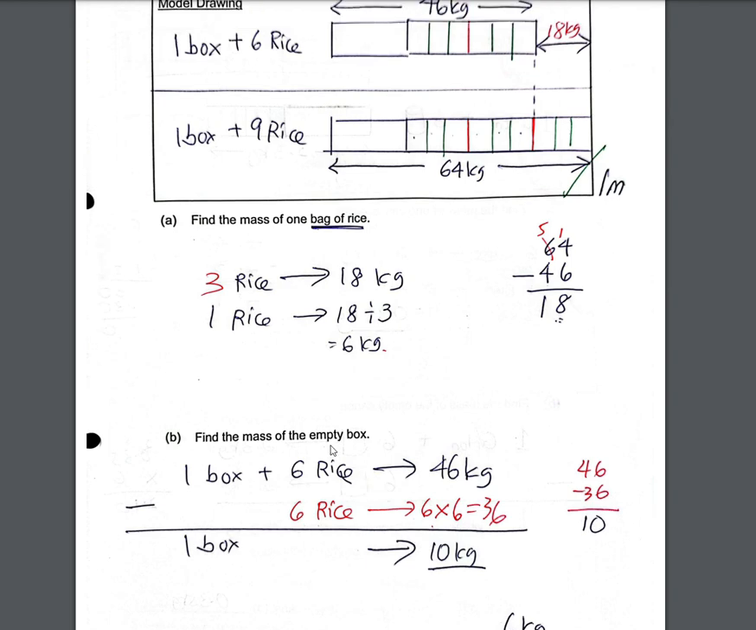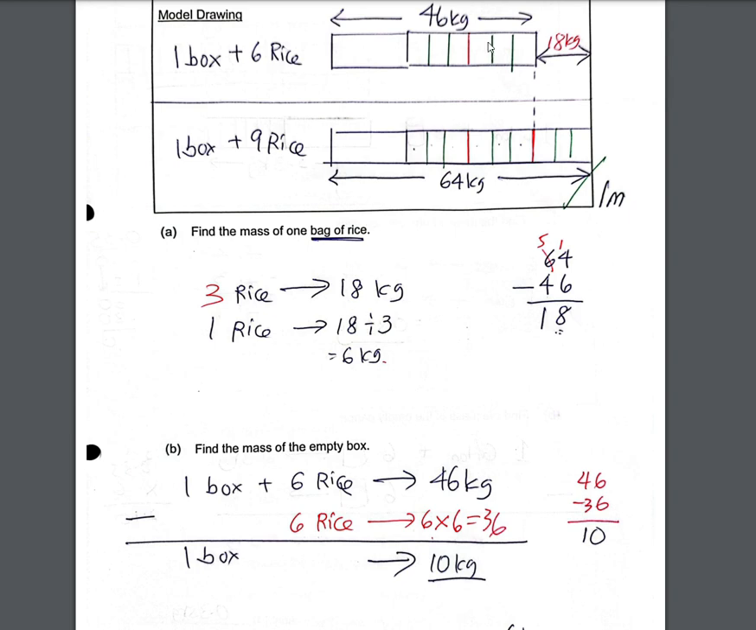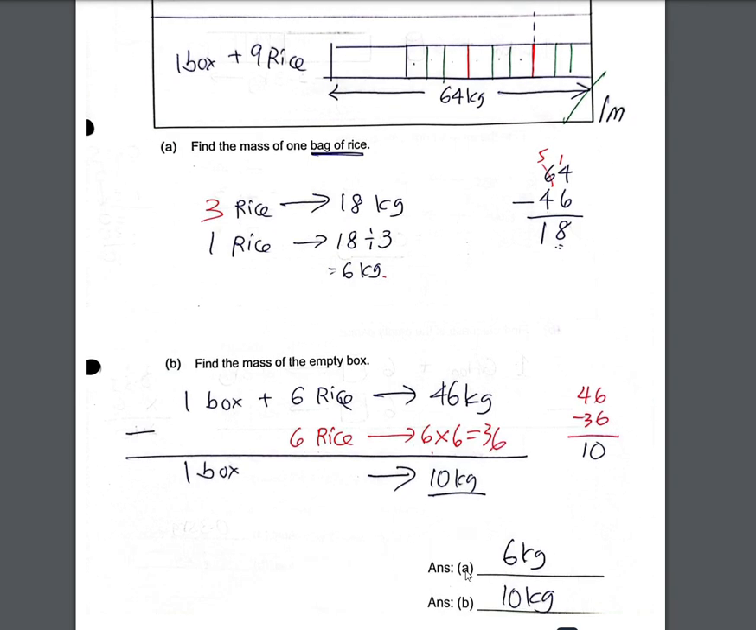To find the mass of the empty box, same thing. I use the mass of one box plus 6 packets of rice, subtract away the mass of 6 packets of rice, and get the answer. How do I find out the mass of 6 packets of rice? If one packet of rice weighs 6 kilograms, 6 packets of rice will be 6 times 6 equals 36 kilograms. I subtract these two numbers, I get 10 kilograms, which should be the mass of one box.